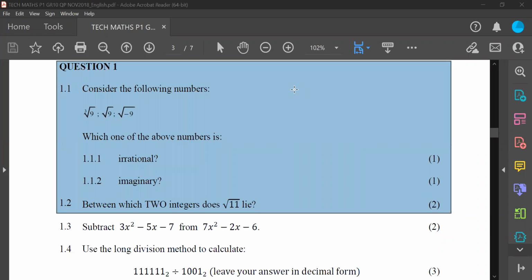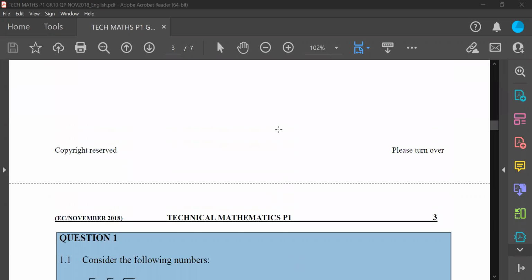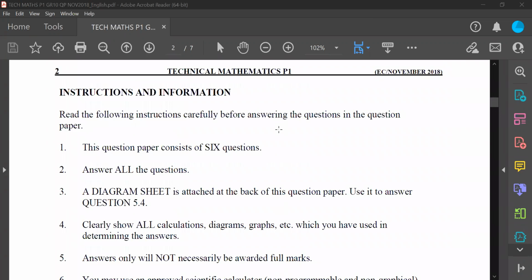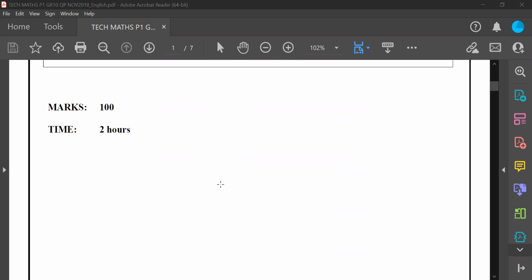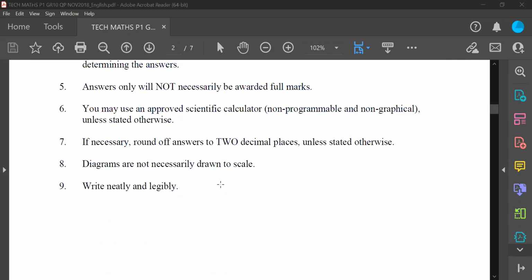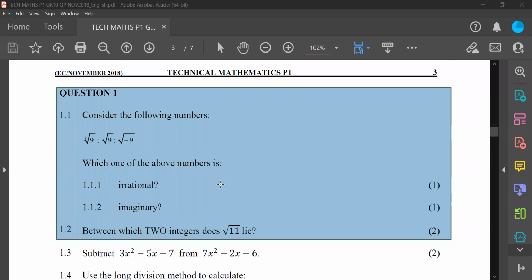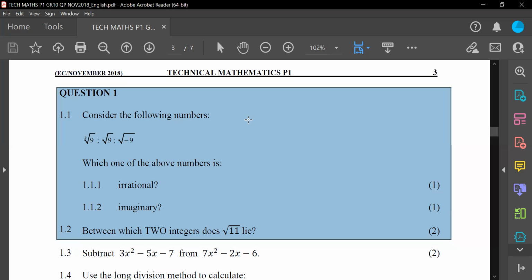So today we're going to go through the entire technical mathematics paper one, and this is from 2018, and this is grade 10 technical mathematics paper one. And so this paper would be a standard that you should practice, obviously, especially since you're preparing for your exams. So we're going to do these questions in this video. And so let's get started.